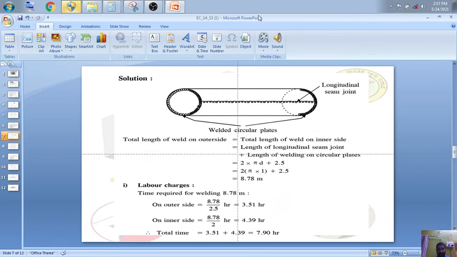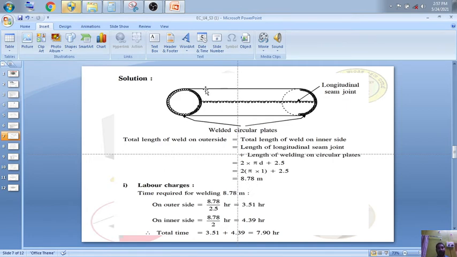Two sides are there, one top plate and another bottom plate. So 2 into pi into 1 will give the length of welding on the circular plates. This length will be pi d, with diameter 1, for both the top side and the bottom side. So 2 into pi into 1, the length of welding the circular plates, plus 2.5 lengthwise. So this is 8.78 meter on one side.